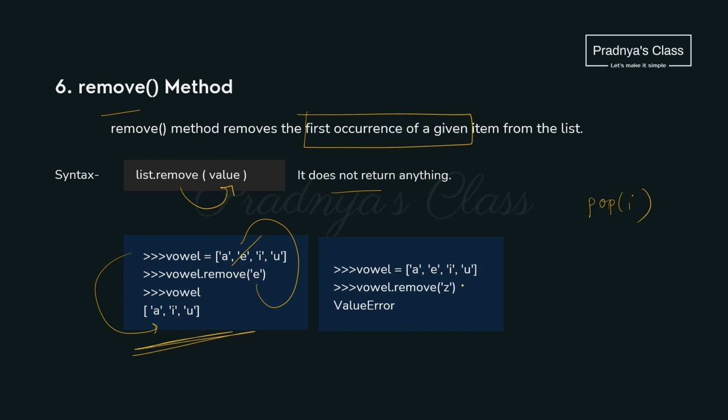Again, make a note of it. If the item doesn't exist, you will get a ValueError exception. Using exception handling, we handle this type of exception.